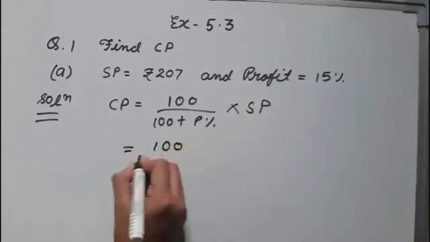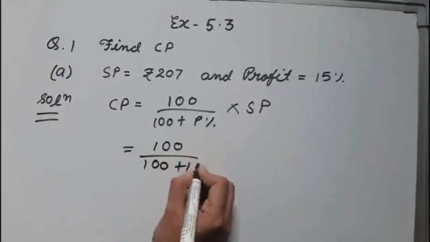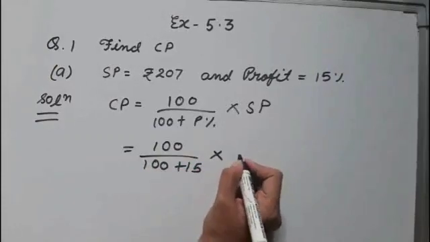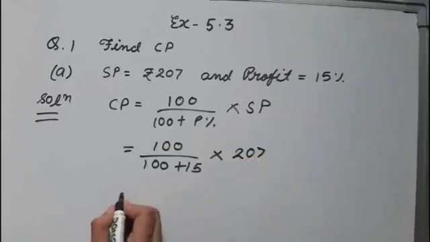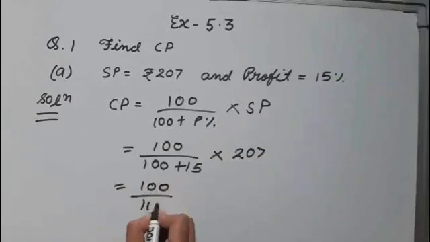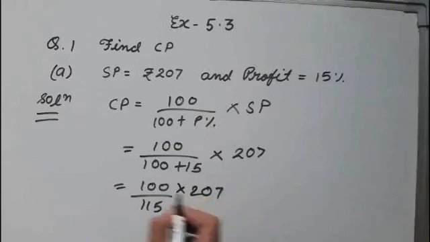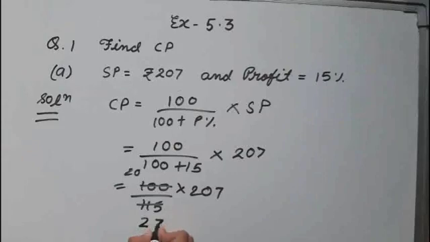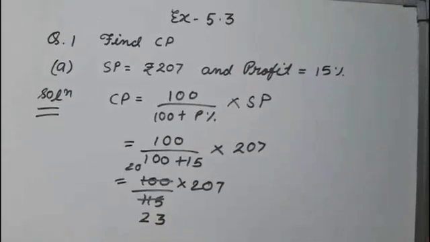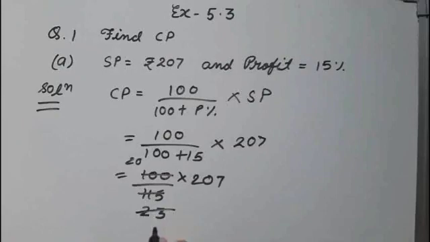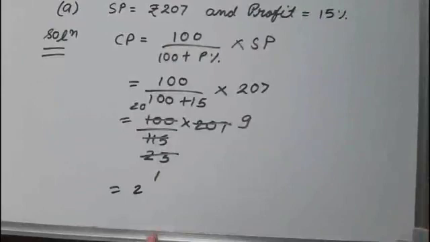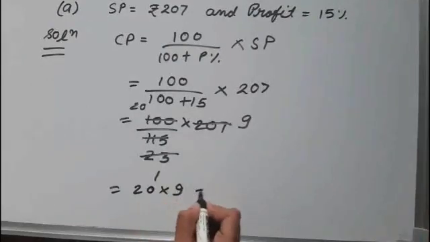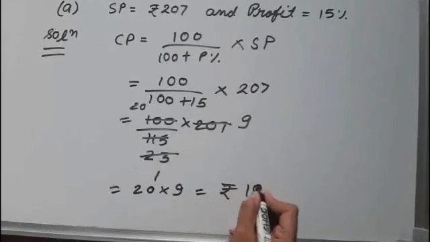So 100 upon 100 plus what is the profit percent? 15% into selling price. Selling price is 207. So 100 upon 115 into 207. We have to cancel this 20 times by 5 and here 23 times. Now cancel it by 23, 9 times. So 20 into 9, answer is rupees 180. Cost price is rupees 180.